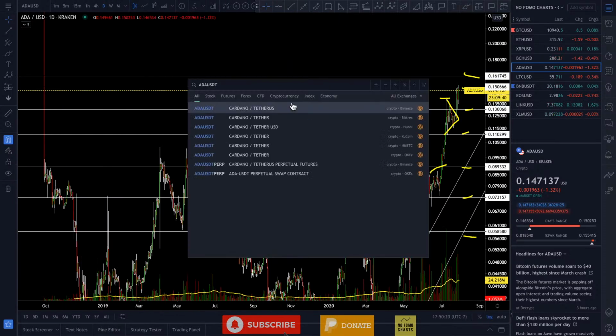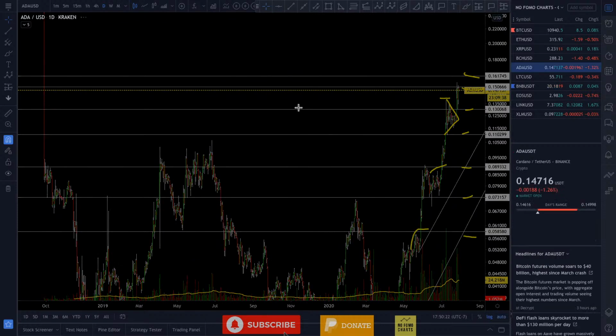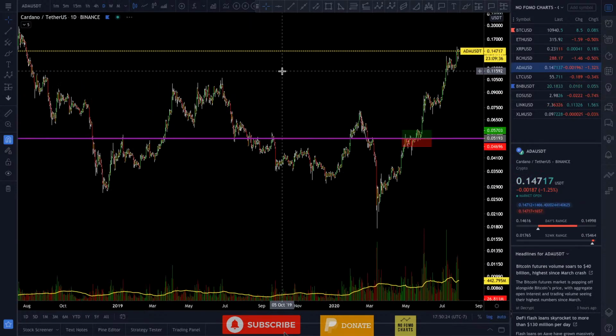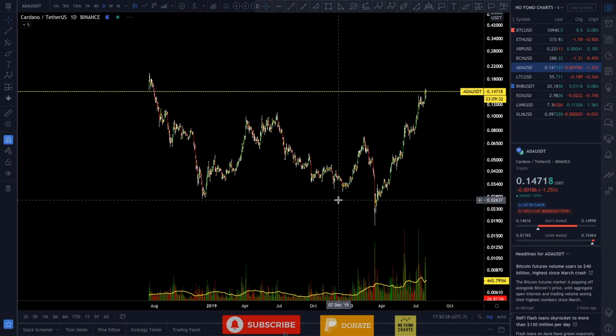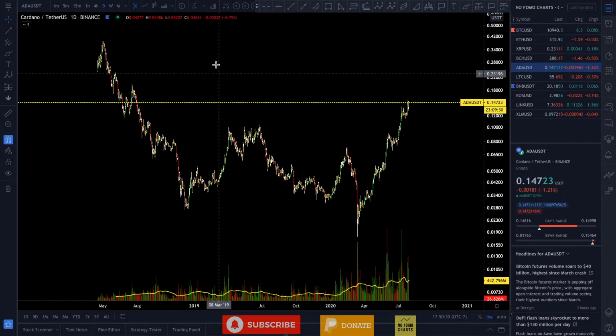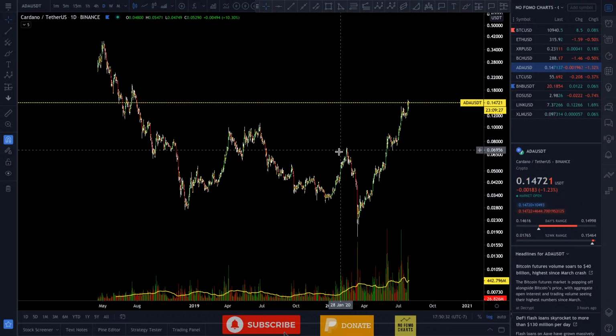I don't want to leave it empty like that. Let's just use a Binance one. Okay, so Binance Cardano USDT right here. See right here. This one's a little bit better.